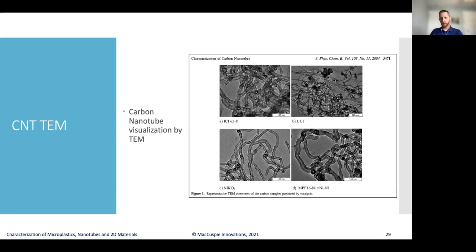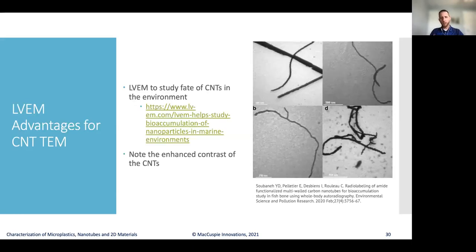Again, TEM is one of the gold standard techniques for characterizing the size, the diameter and the morphology of these materials. This is an example from a publication about their characterization that you can see provides, with conventional TEM, some images about their morphology and degree of dispersion. And more recently, studies showing carbon nanotubes with LVEM. Here you can get a sense of that increased contrast in carbon nanotube samples. Again, this is especially important for researchers in the environmental space as they're looking at any potential new hazards and risks of these new material properties.